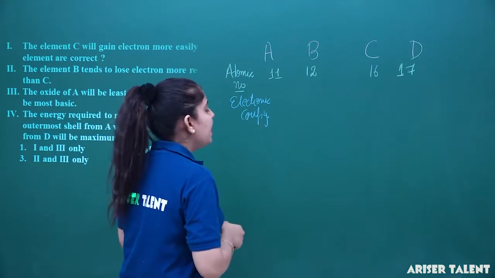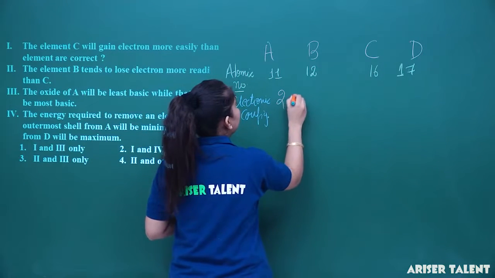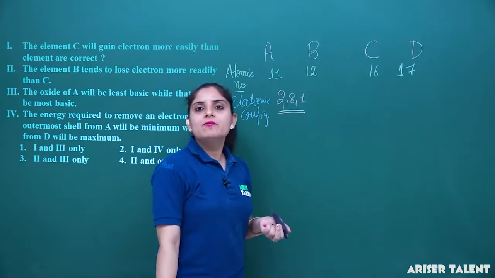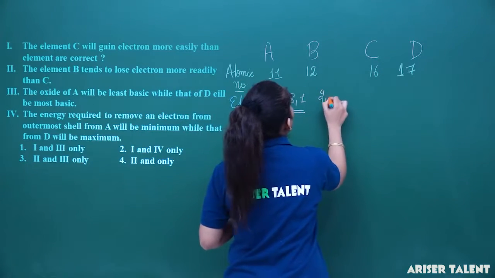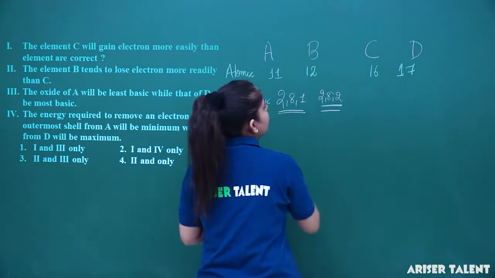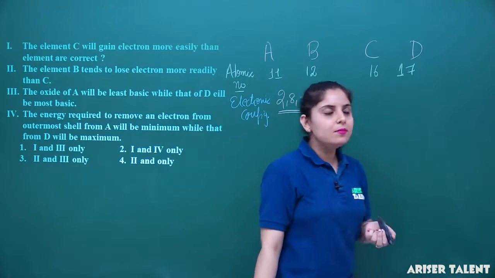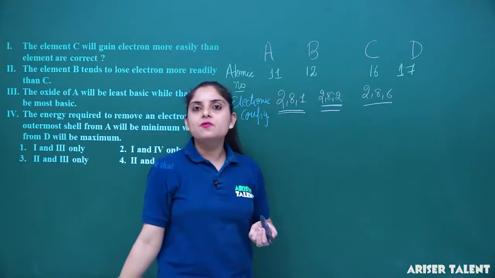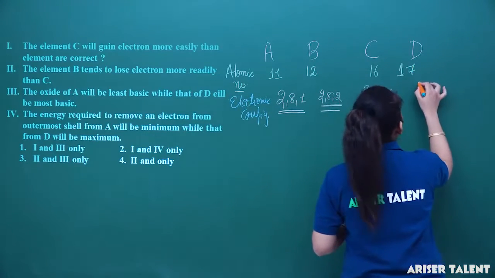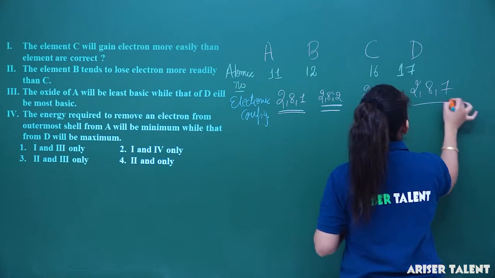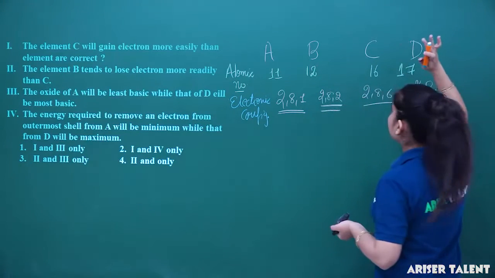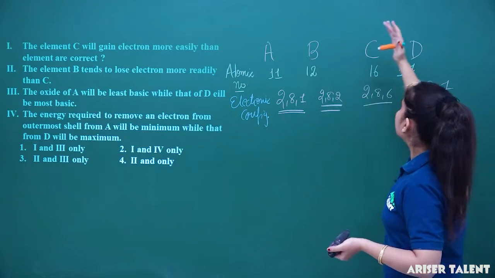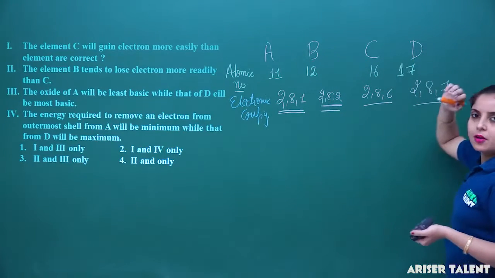Atomic number 11 is for sodium, electronic configuration 2,8,1. Atomic number 12, after sodium we have magnesium, 2,8,2. Atomic number 16, sulfur, 2,8,6. 17 is for chlorine, 2,8,7. So this is our sodium, this is our magnesium, this is our sulfur, and this is our chlorine.